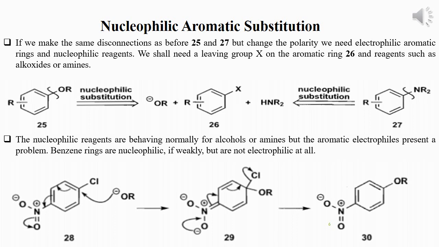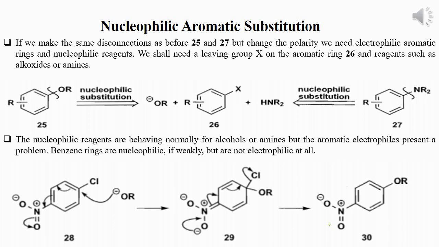For example, we disconnected 25, so we shall be having a nucleophile like OR negative, and an electrophilic ring, like an aromatic ring having a good leaving group or halogen that is electron withdrawing and making the aromatic ring electrophilic. Similarly for 27, if we are doing the disconnection, the NR2 should be a nucleophile, like an amine, and the aromatic ring again should be a bit electrophilic. Now the nucleophilic reagents are behaving normally for alcohols or amines, but the aromatic electrophiles present a problem.